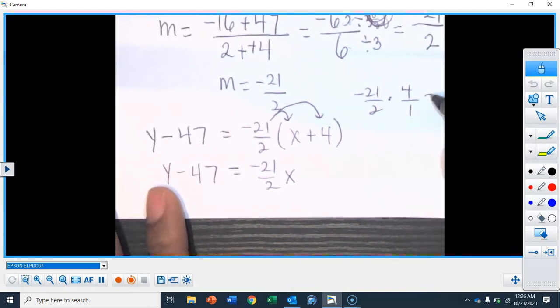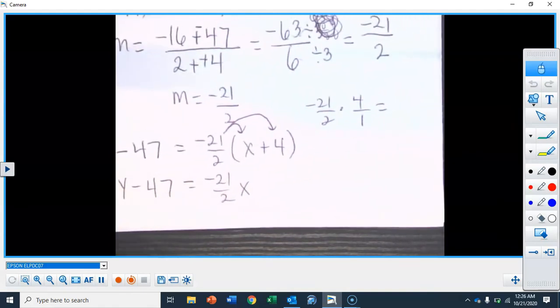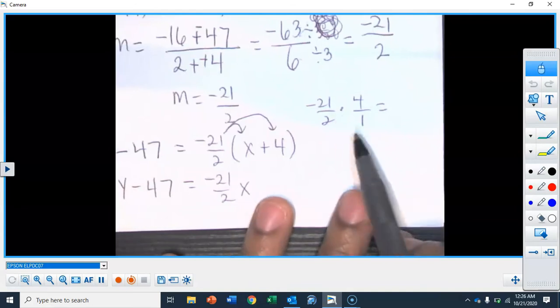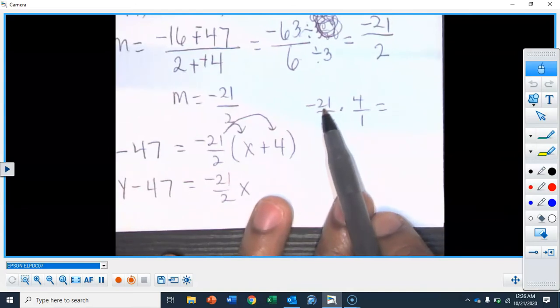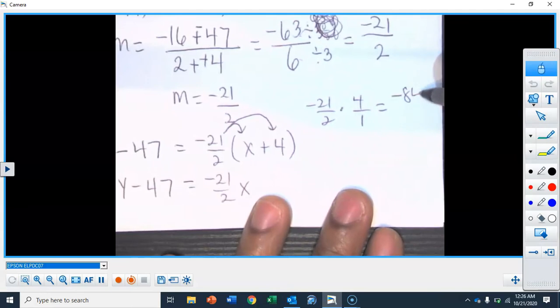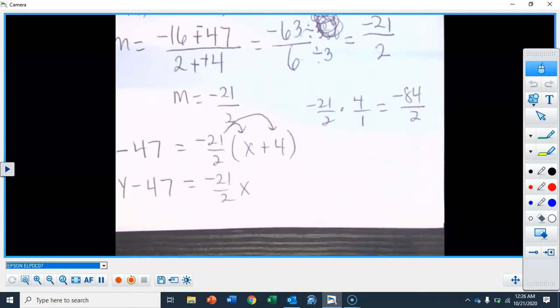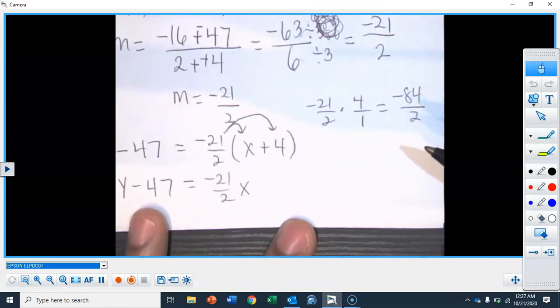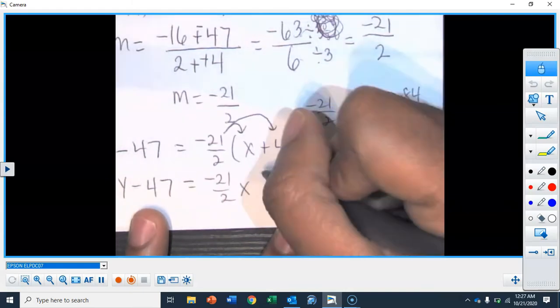I can't stress to you enough how much better it is to just go back to the basics and learn these basic skills in arithmetic. Overall, it will help you to be a better math student, I promise. So if you multiply across, this is going to be negative 84. You could use the calculator. Over 2. And negative 84 divided by 2 is negative 42. Yeah, I agree. So that's negative 42.